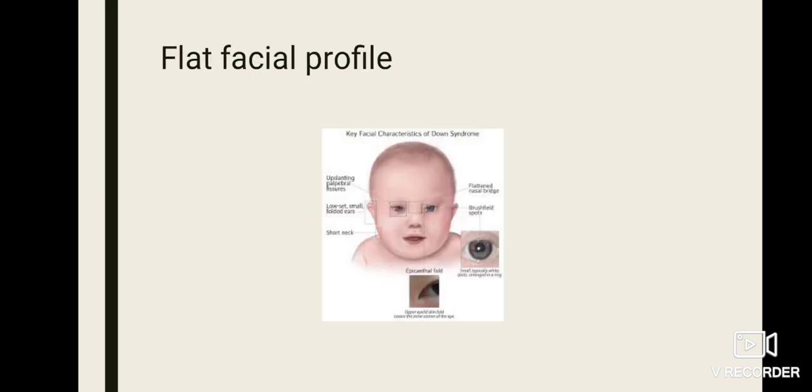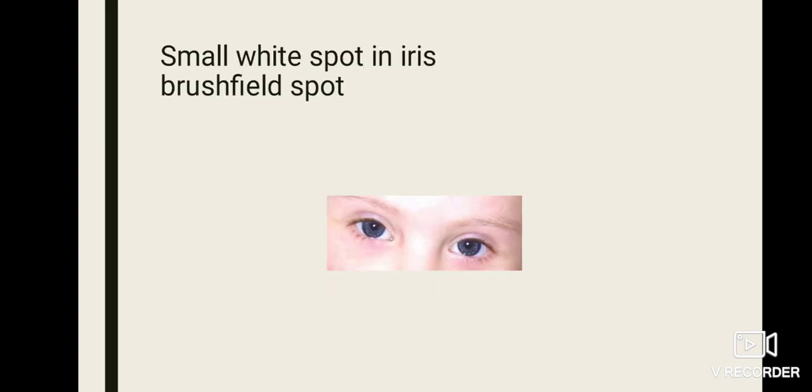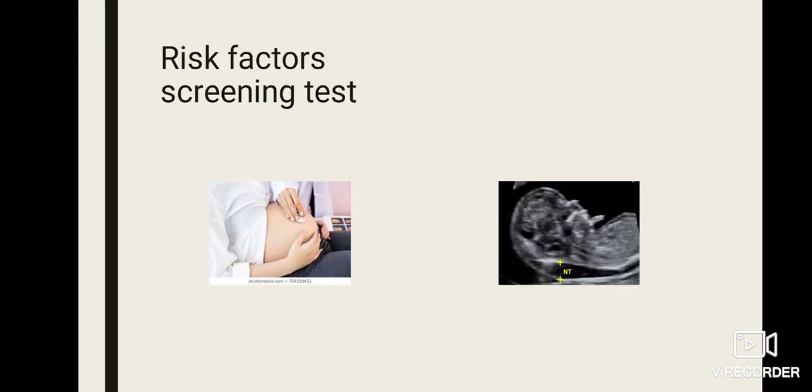And you can also see a flat facial profile. That means the nose is flat and there will be low-set ears, and it is known as flat facial profile. And there will be an epicanthal fold. Epicanthal fold means there will be a skin fold in the upper eyelid at the inner corner of the eye. You can also see white spots in the iris. In this figure you can identify white spots in the iris, and they are known as Brushfield spots. So these are some physical characteristics of Down syndrome.